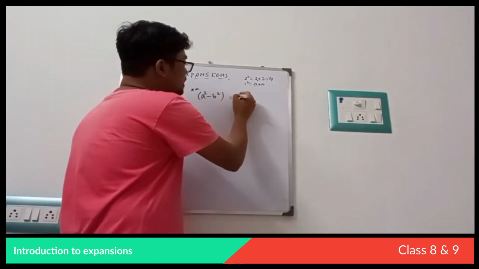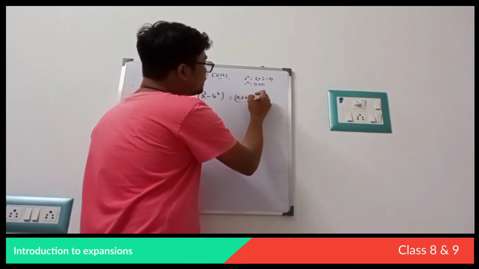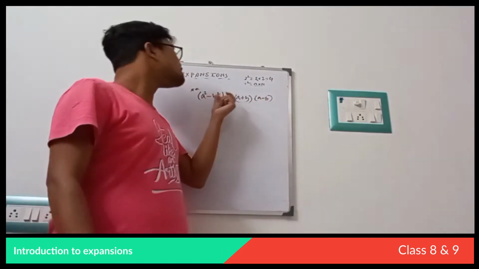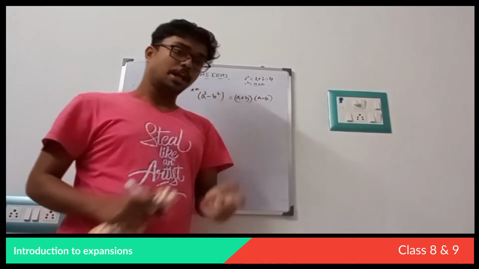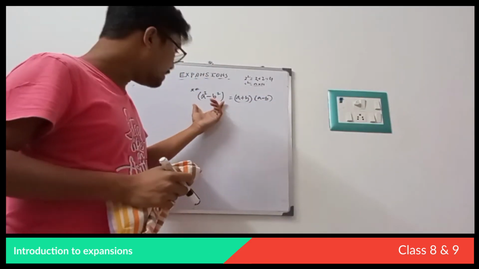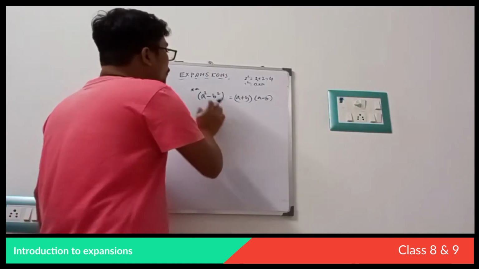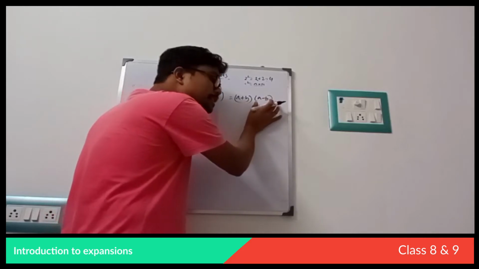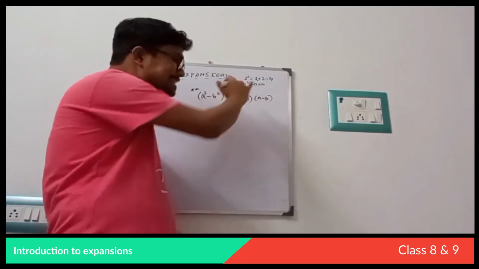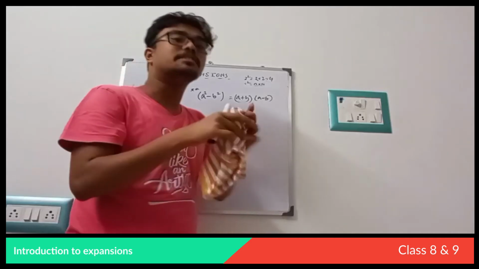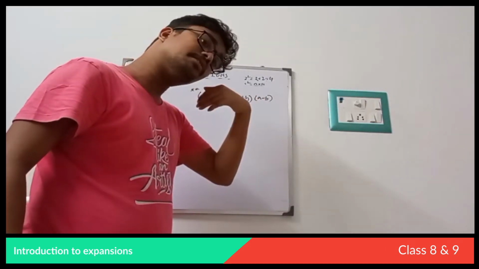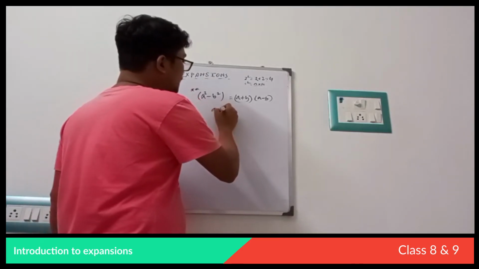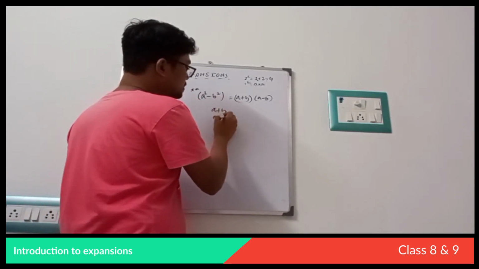We are used to writing a plus b into a minus b. So now, how will you get a square minus b square equal to a plus b into a minus b? In the previous two expansions, we were doing a plus b into a plus b, or a minus b into a minus b. Here, the sign of the second term, the b, is different. So, how does the sign change the formula into this: a plus b into a minus b.